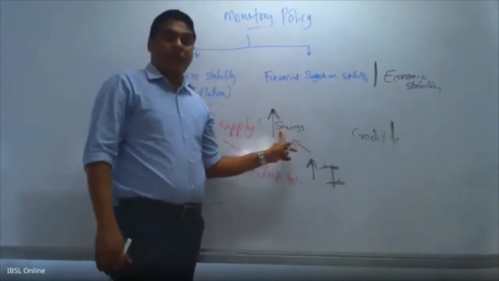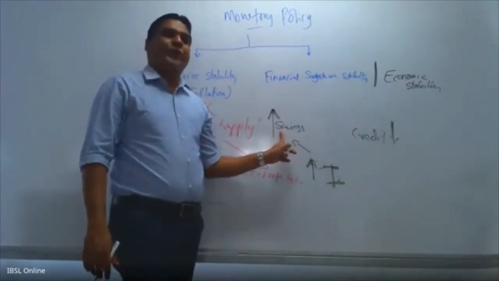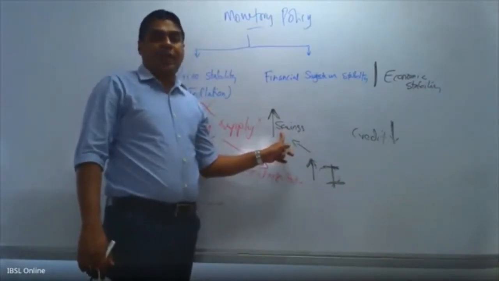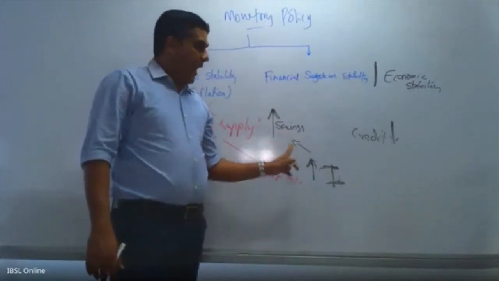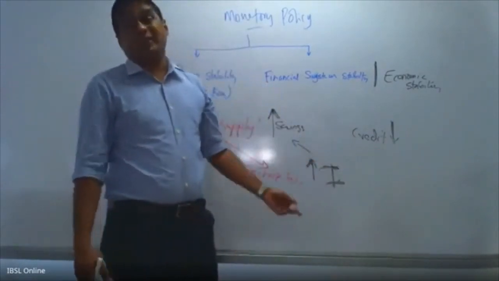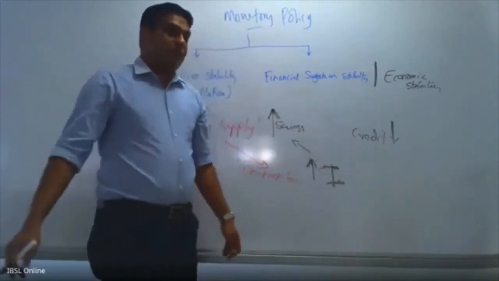Why? People will save money because the interest rates are super good. So why bother putting their money at risk? You just park your money in the bank and you will get a high interest rate. But on the other hand, loans will get reduced. Why? Because it's too expensive. I'm not getting any loan.